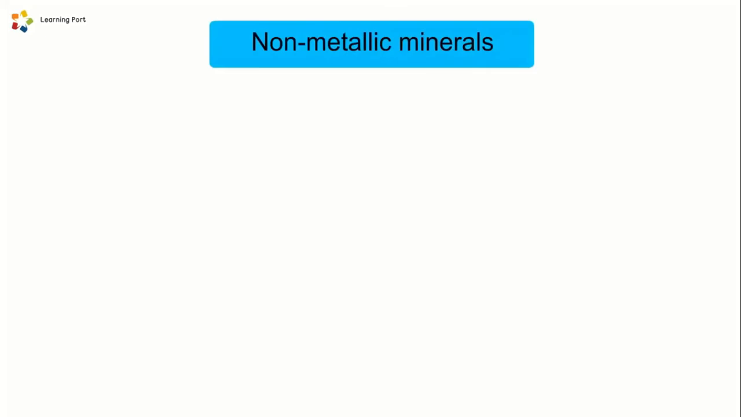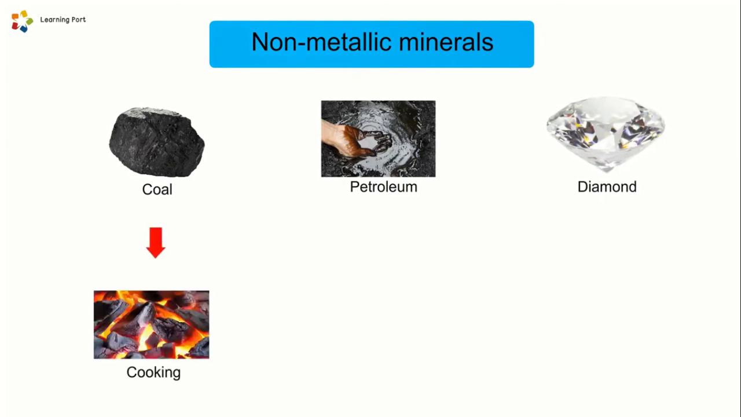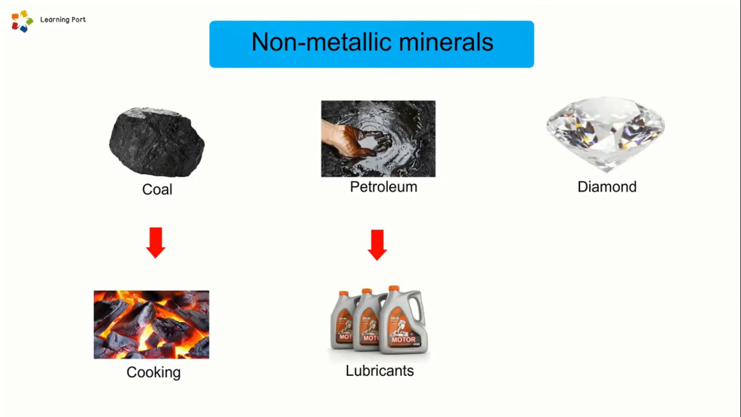Three examples of non-metallic minerals are coal, petroleum, and diamond. Coal is burned as fuel for cooking. Petroleum can be distilled into many different products, one of which is lubricants. Diamond is also used in jewelry.